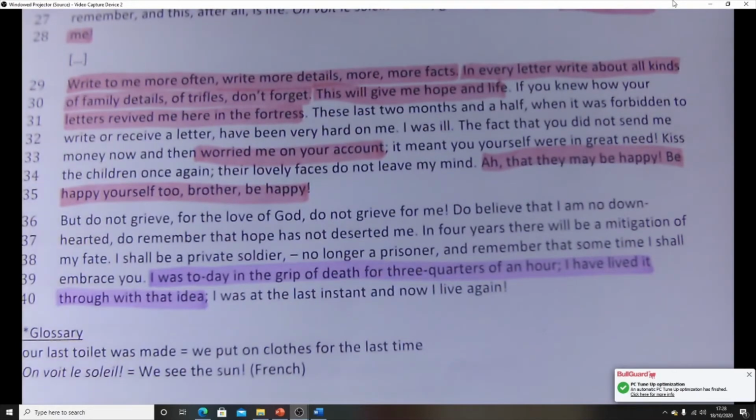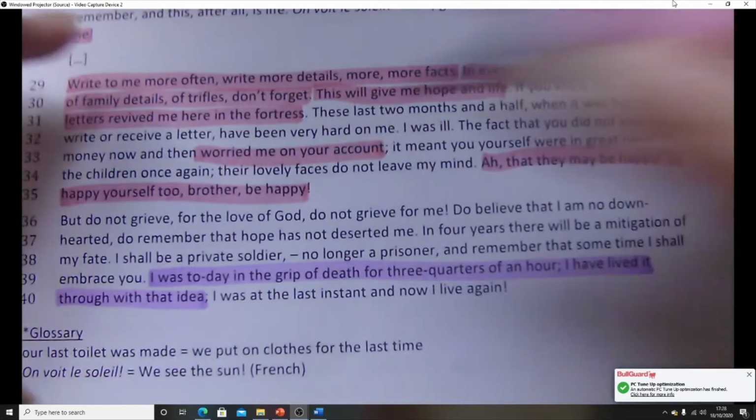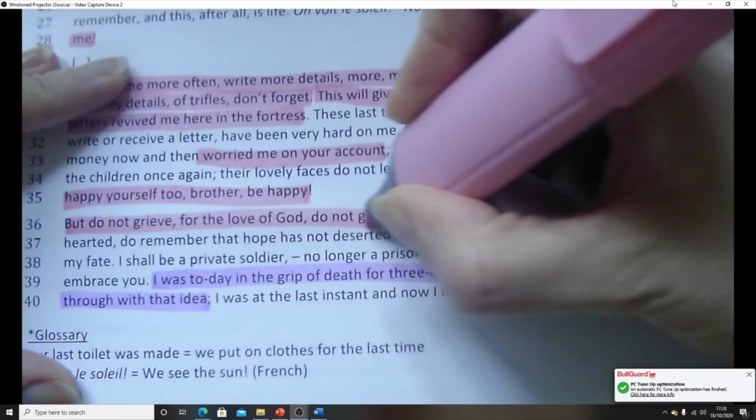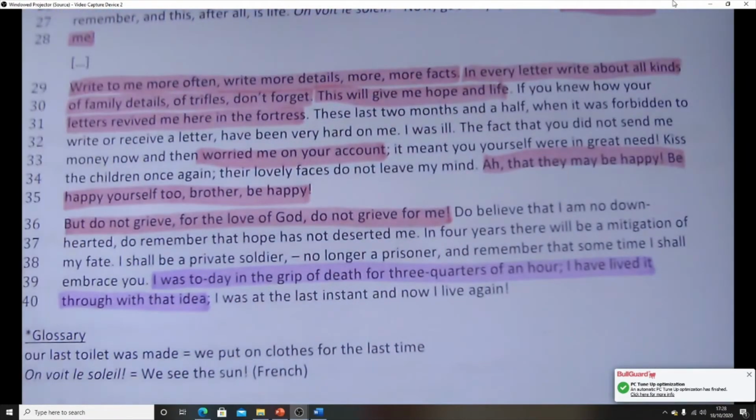He wants his brother to be content. So he's explaining it in a way where you're not repeating the quote and you're making an inference from it rather than just repeating. "But do not grieve, for the love of God, do not grieve for me." So again, there's repetition of this, emphasising the idea that he doesn't want his brother to suffer. So again, a lot of these points all link into each other.